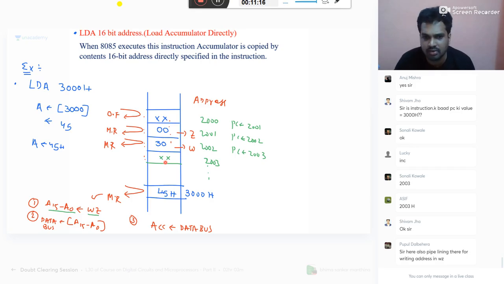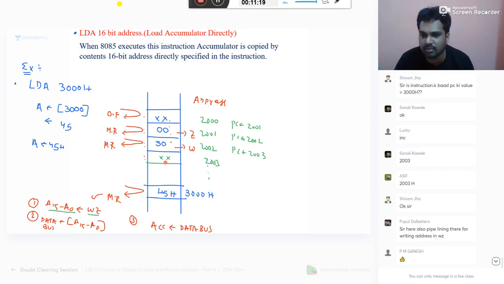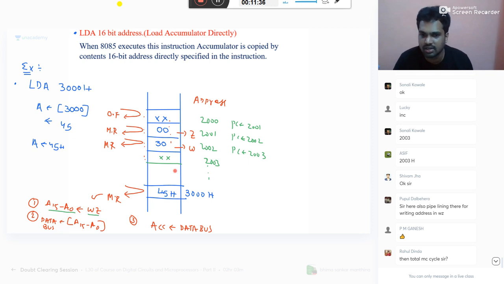Why is pipelining required here? There is no execution overlap. Where is pipelining happening here? Directly it will load to Z. Here directly it loads to W. Then WZ will load to the address bus, and the address will load the data. Execution is not taking place in the next instruction here. It is taking place in this instruction only. How many machine cycles? Let's calculate.